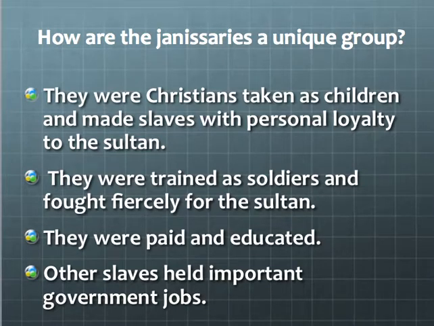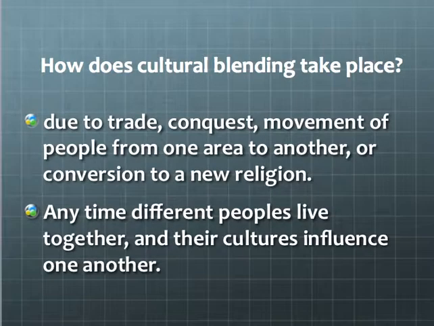Okay, the Janissaries are going to, some of them hold government jobs, some of them become advisors to the kings, the sultans. How does cultural blending take place? Cultural blending is when two cultures spend a lot of time together, and then their cultures start to mirror each other or start to blend.